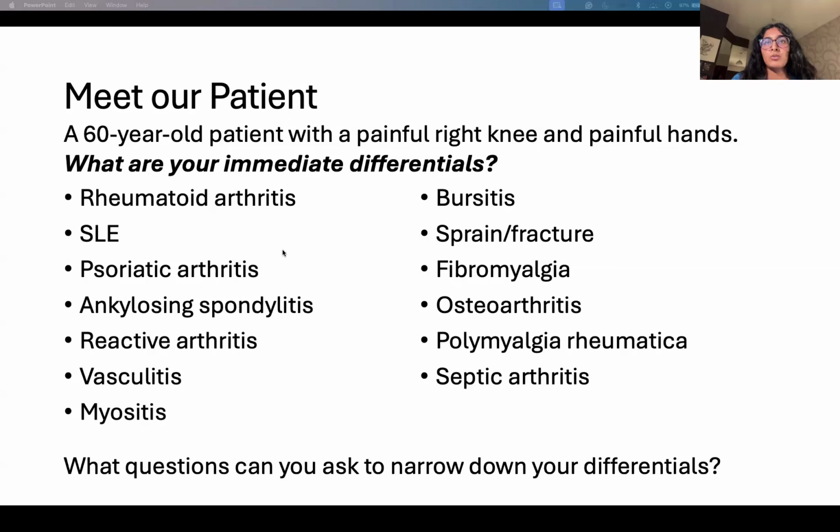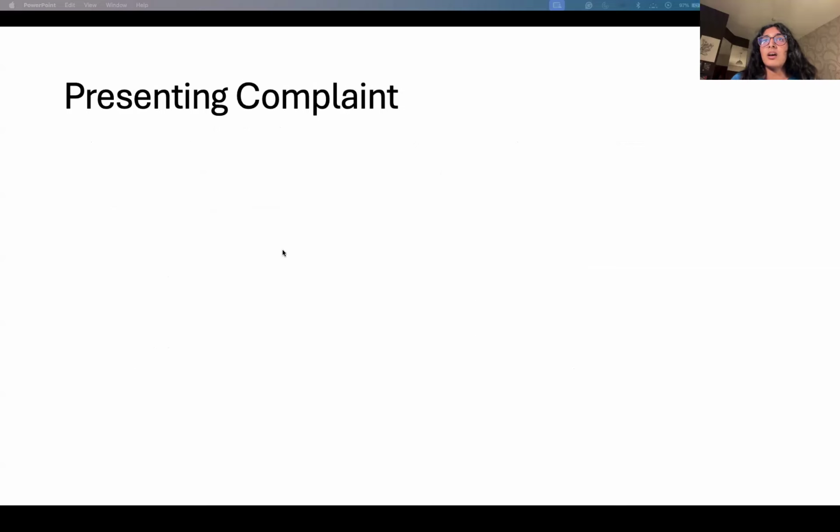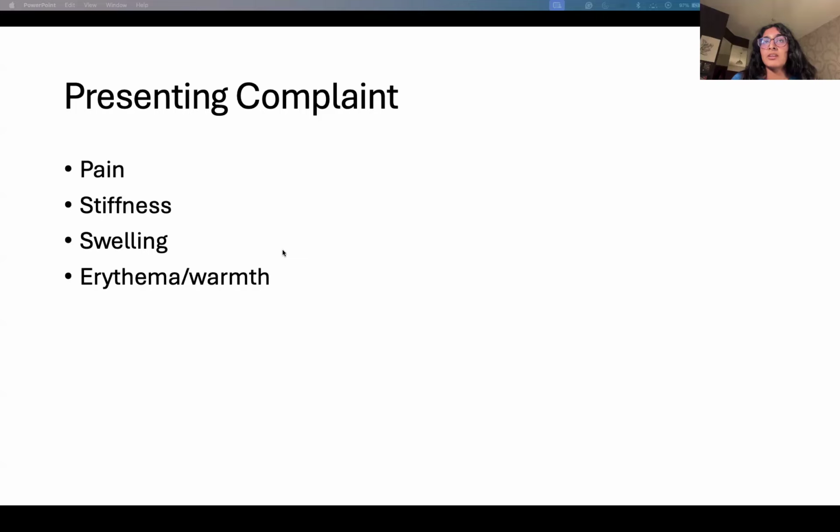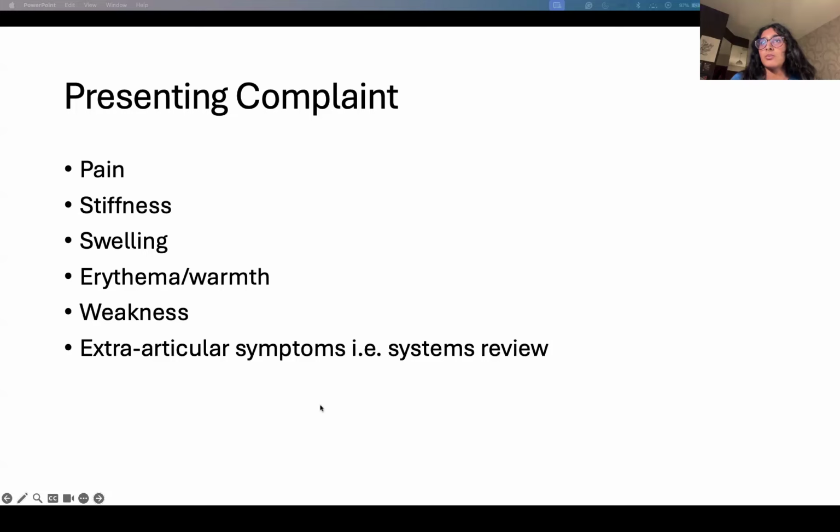In order to narrow down your differentials, what kind of questions might you ask? We're just going to go through that now. We're going to start with a presenting complaint as you always would. They might complain of pain, but there's also quite a few other symptoms that people might present with, not just pain. So we've got stiffness, swelling, erythema, which is redness or warmth around a joint, weakness using their joints. They might not be able to do their daily activities of living, and they might have extra-articular symptoms, which can be weird and wonderful. You'd come across them in your systems review.